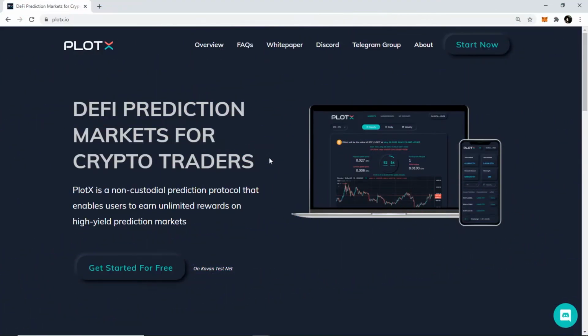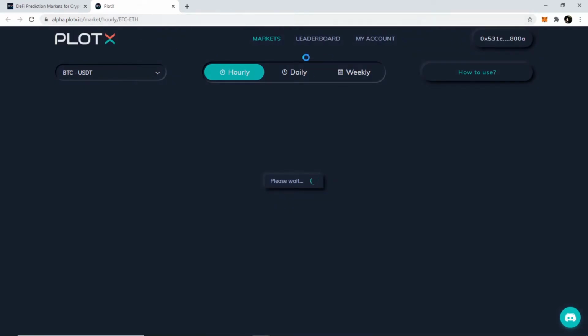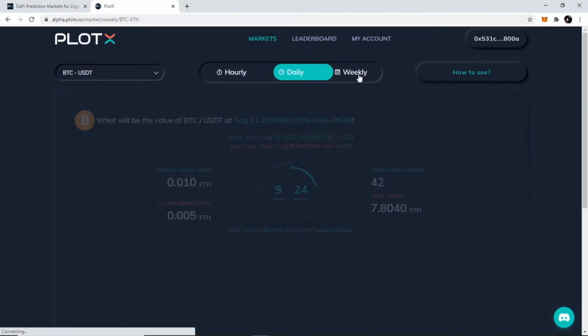Hey guys, so today we are going to be looking at all the different sections that you can see when you visit the PlotX website. Now when you go to alpha.plotx.io, this is the screen that you will be able to see, provided that you have already connected your wallet with the PlotX DApp.